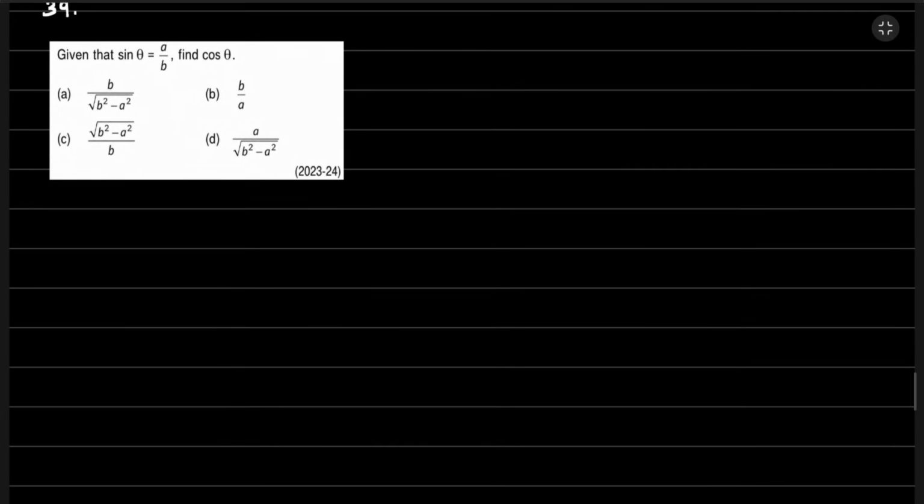You are given sin theta is equal to a by b. Find cos theta. As we know, sin square plus cos square is equal to 1. If you are given sin, so cos square is equal to 1 minus sin square, or cos is equal to root of 1 minus sin square. We can apply this identity.